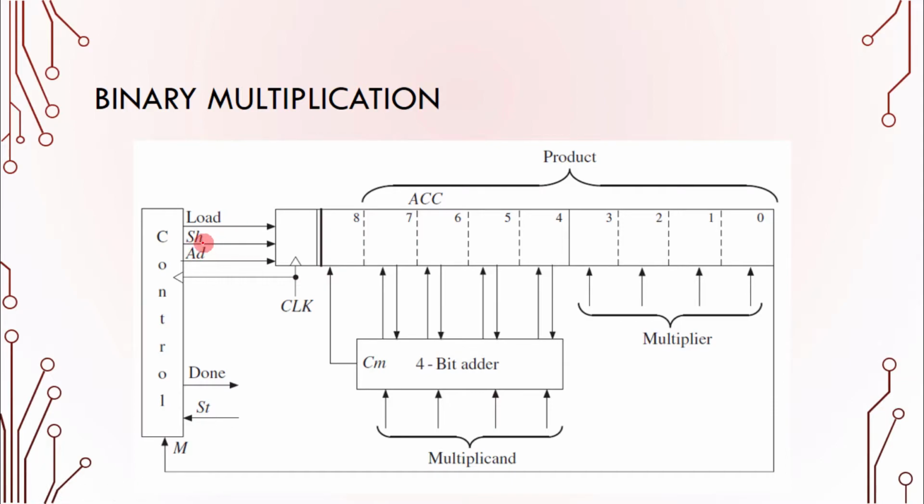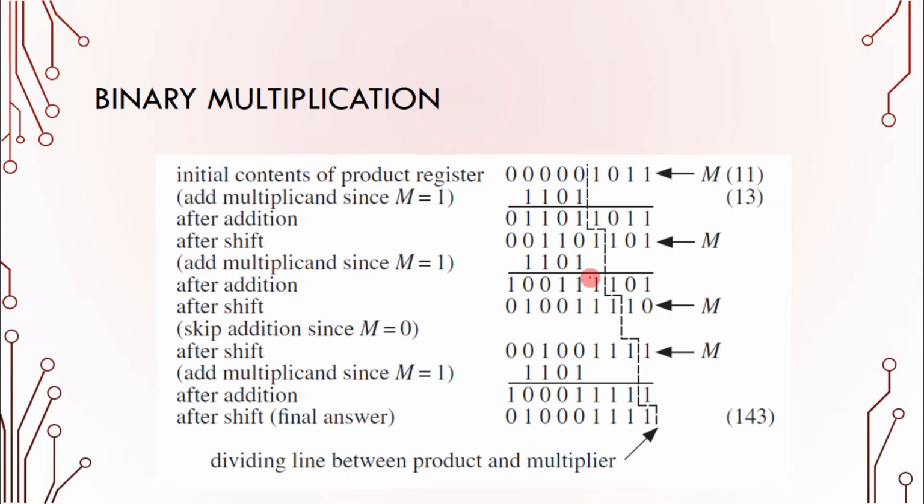Similarly, if the shift signal is enabled, or the controller sends the shift signal, the accumulator register, which is basically a shift register, will shift by 1 bit to the right side. This done signal is enabled when the multiplication is done, and this start signal is enabled when multiplication starts. And this M bit comes from this accumulator register. Let us see how this works.